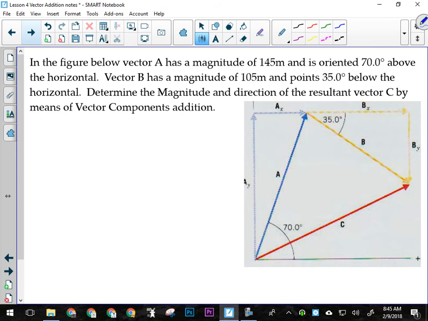So let's go over this. I think you have this one in the notes package, but not a bad idea to write it down so we can kind of walk through the steps together here. So I've got these two vectors. I've got vector A that's 70 degrees above the horizontal and is 145 meters long. And I have vector B that's 105 meters long and is 35 degrees below the horizontal. Determine the magnitude and direction of the resultant, which is the red line C.